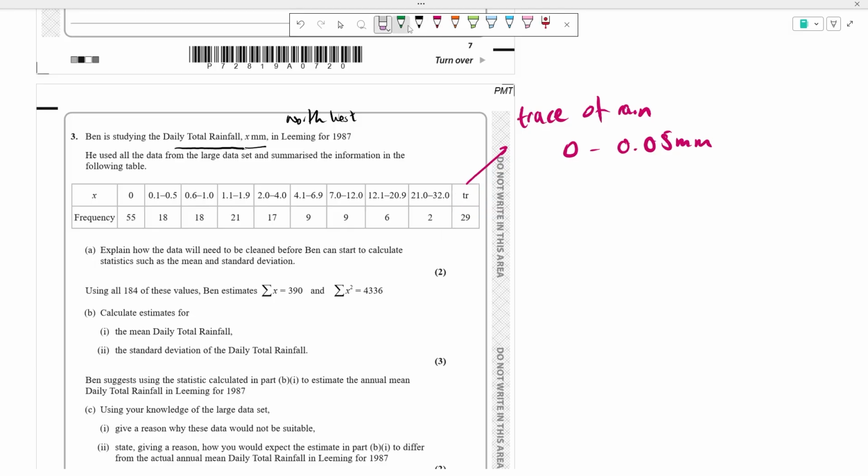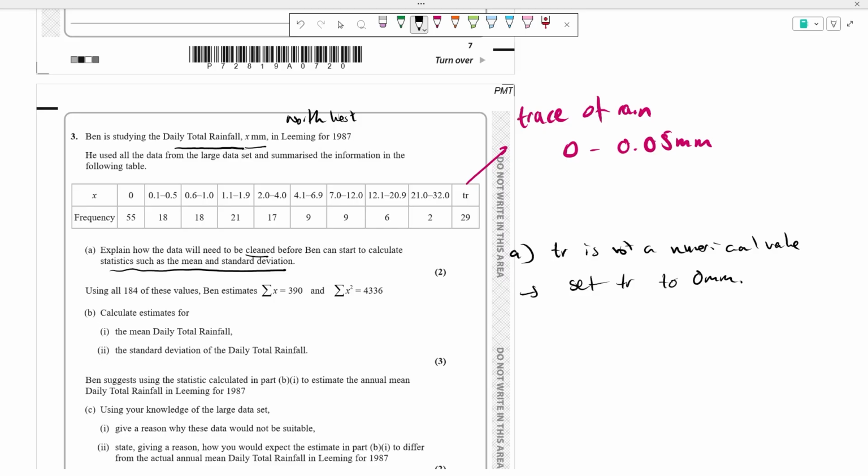Okay, part A. And actually, part A is just what we've just talked about now. Explain how the data will need to be cleaned before Ben can start to calculate statistics such as the mean and the standard deviation. It's just about the trace. The trace at the moment is not a numerical value. So we can set TR to 0 millimeters.